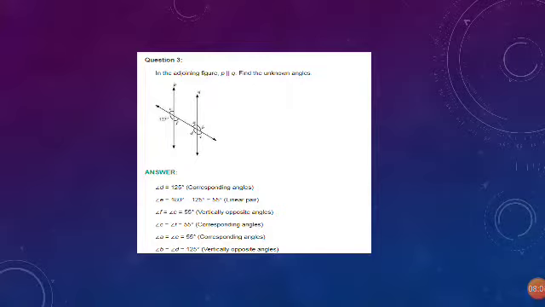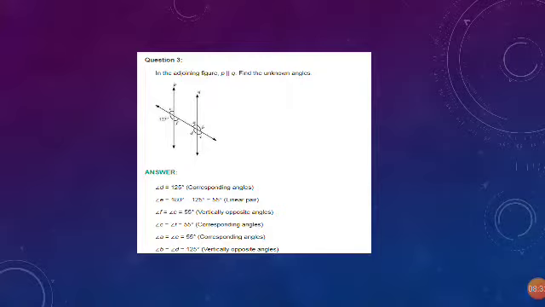Corresponding angles are F-shaped angles. Alternate interior angles are Z-shaped angles. Those are transversal angles. Transversal angles mean corresponding angles and alternate interior angles. So, alternate interior angles are Z-shaped angles, and corresponding angles are F-shaped angles. Angle C is equal to angle F, which is 55 degrees.